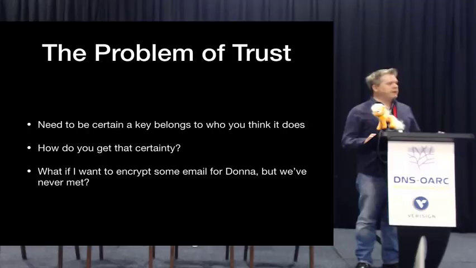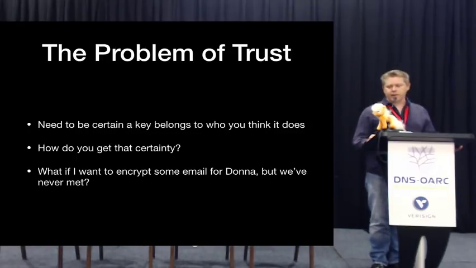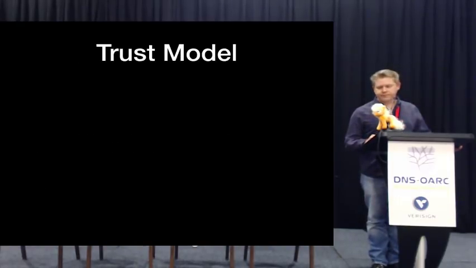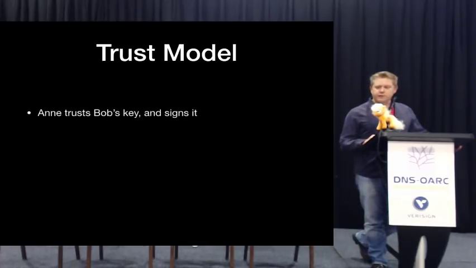You need to get a copy of the public half of that individual or that organization's key, but you need to be able to do it in a way that you can be certain where it came from. So what if I want to encrypt something to a person I'm aware of but don't necessarily know personally? How do I get a hold of their key in a way that I can trust it? So this starts to look at the trust model.